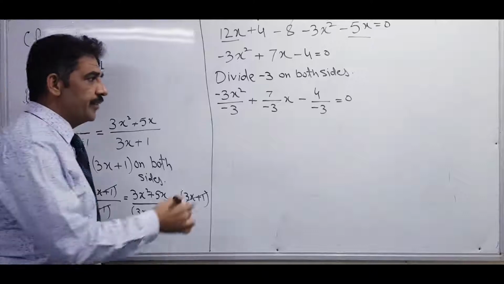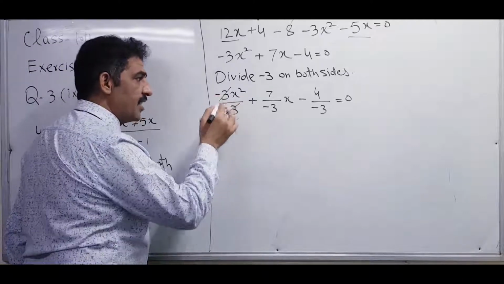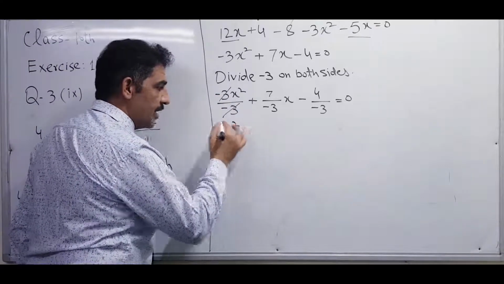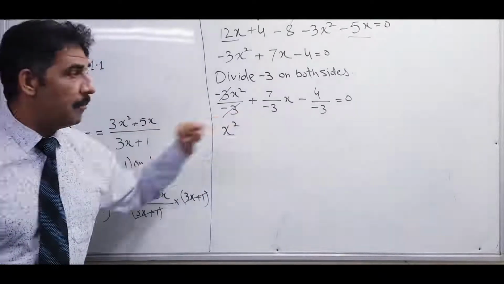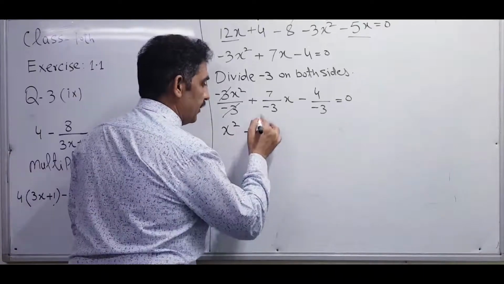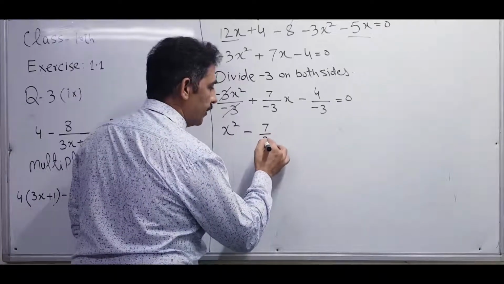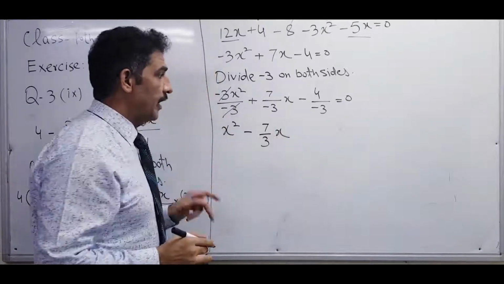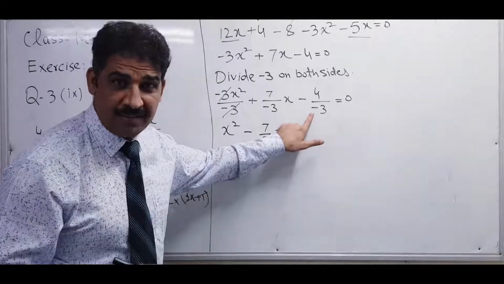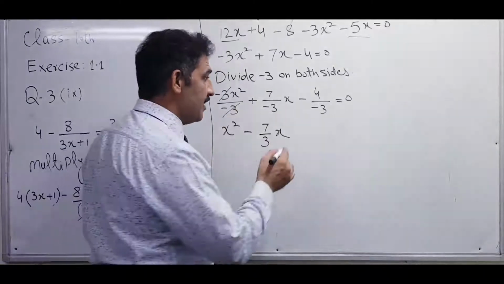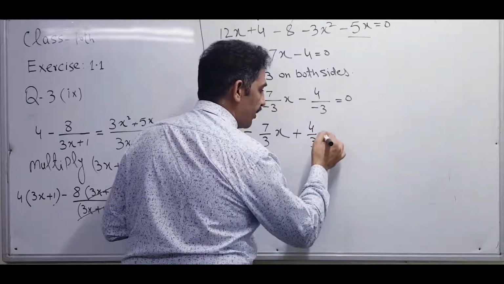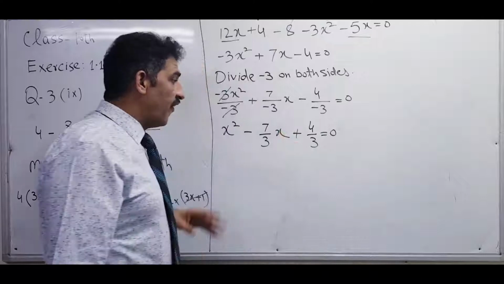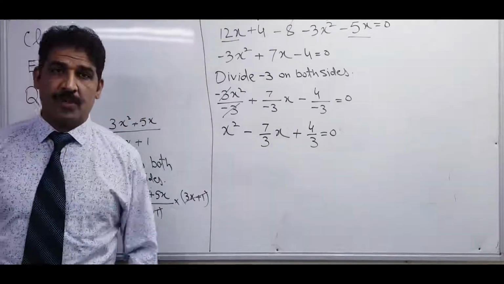What's changed? Here minus 3 cancels. What's remaining? X square. Here plus, minus minus, 7 over 3x. Here again minus into minus, minus into minus, plus 4 over 3. The first step of completing the square is finished now.